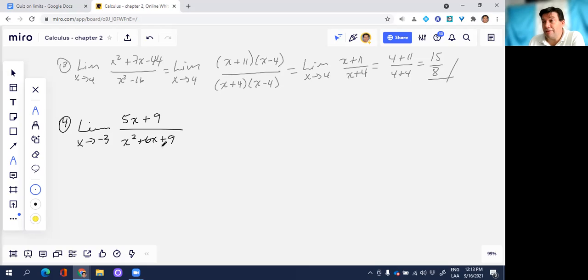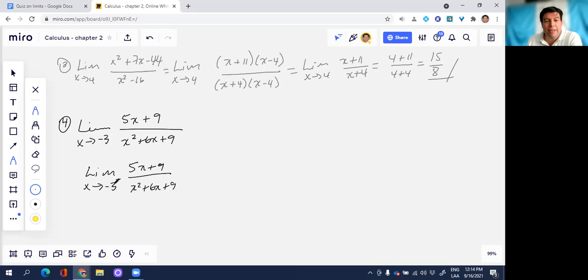So it could be either positive infinity or negative infinity. Okay. So I will try with a number that is a little bit from the left and from the right. So a little bit before -3 and a little bit after -3. This is the limit as x approaches -3 from the left, let's say, of 5x plus 9 over x squared plus 6x plus 9.